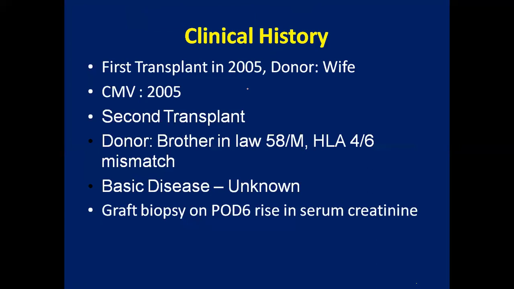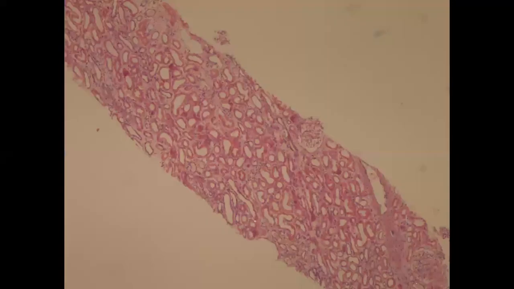So this was a patient, first transplant was done in 2005, donor was wife, CMV was there in 2005, CMV PCR was positive in blood. There was a second transplant which was done, and donor was brother-in-law, and HLA match was 4/6, 4/6 mismatch was there. Basic disease was unknown, and graft biopsy was done on POD6 with rising serum creatinine.